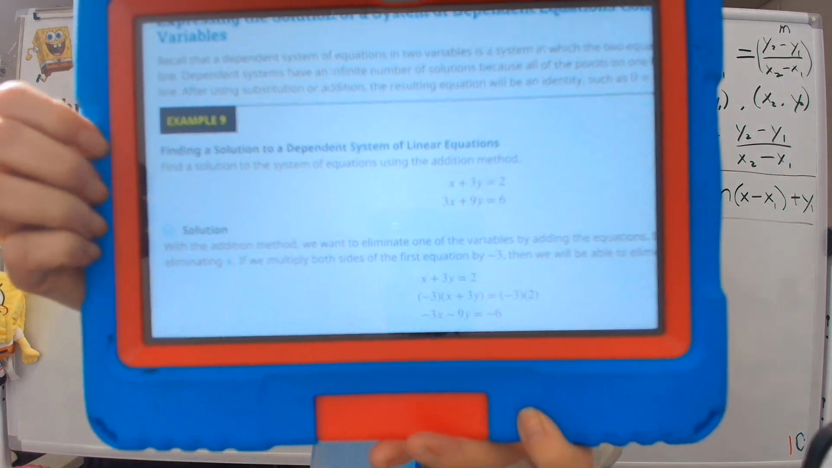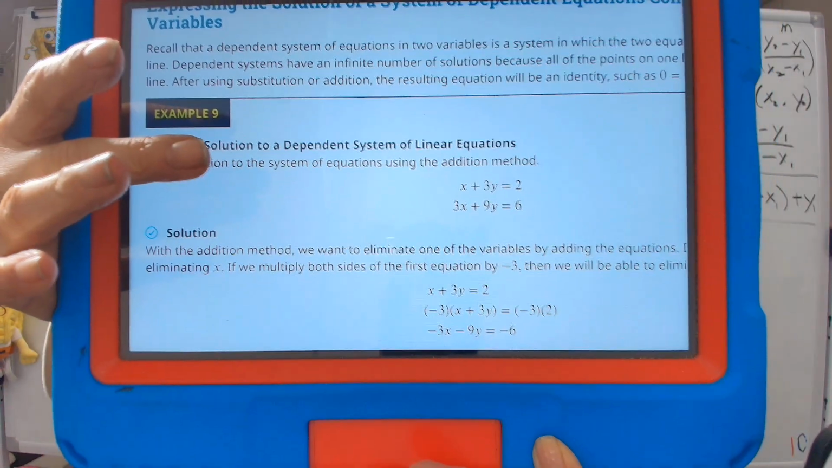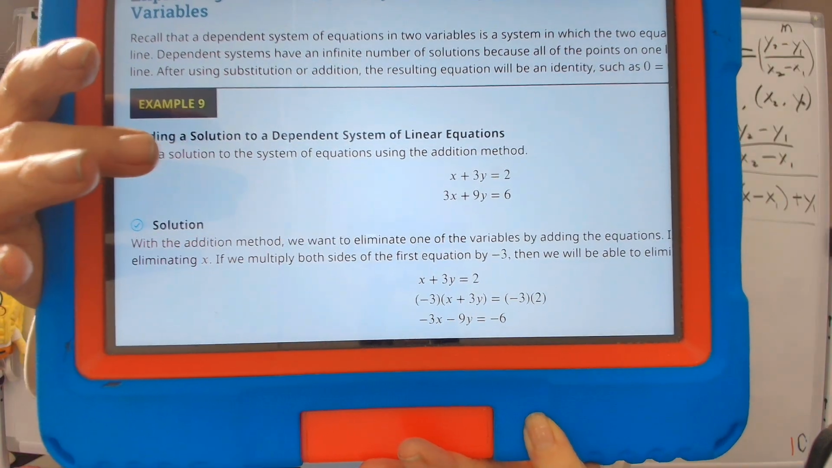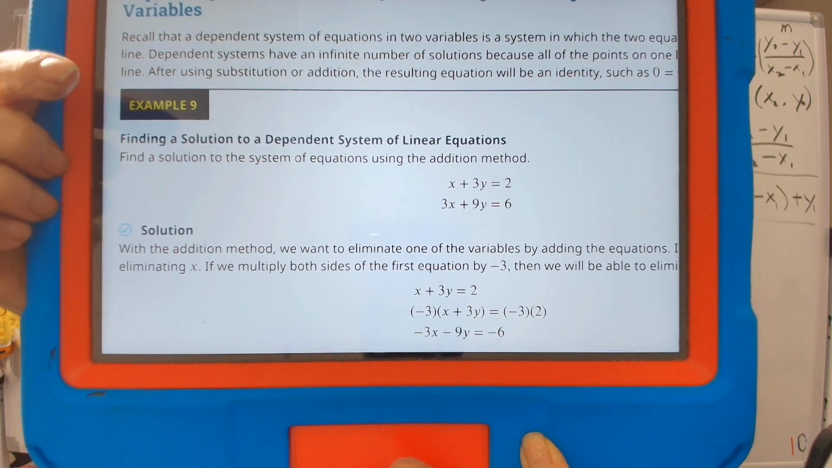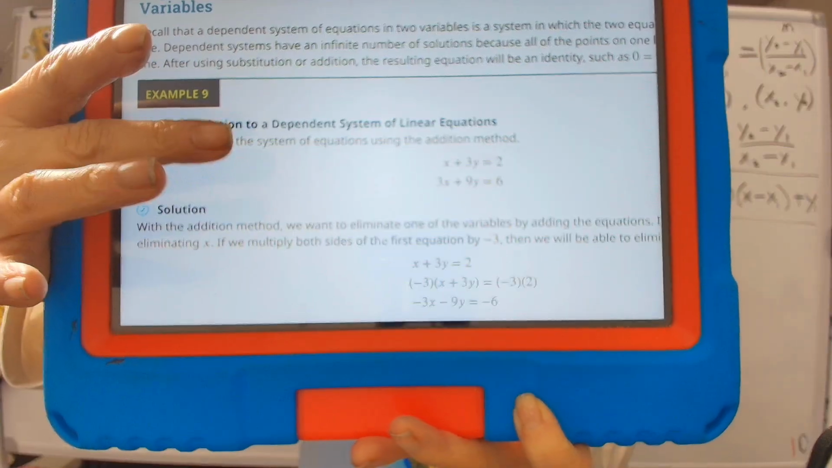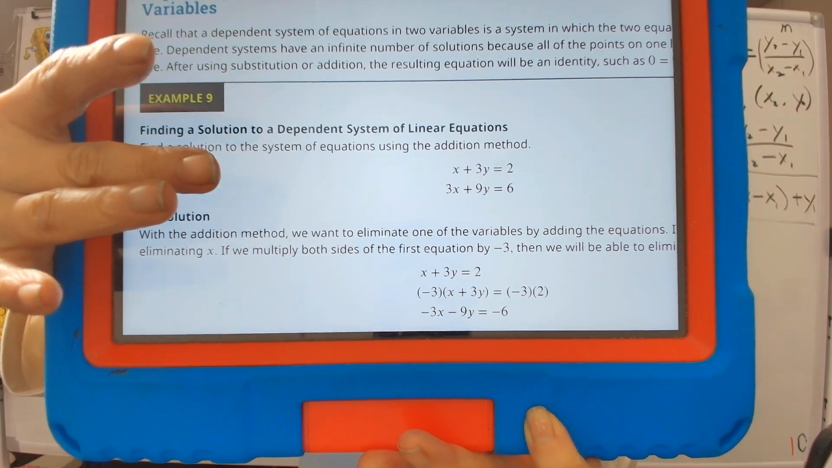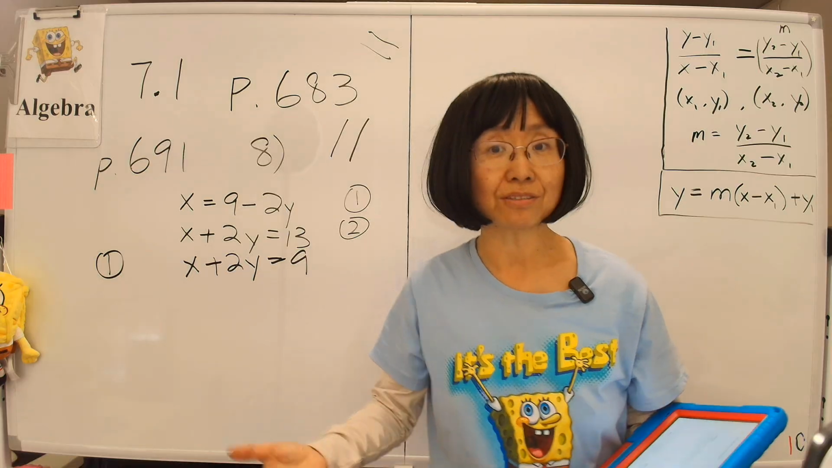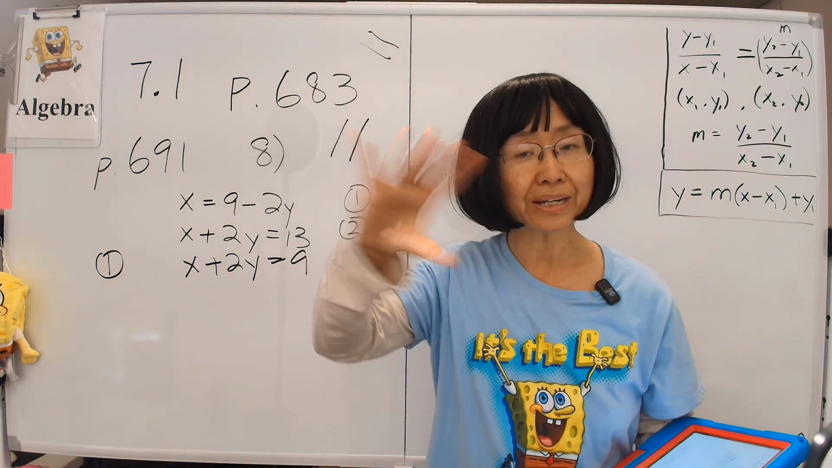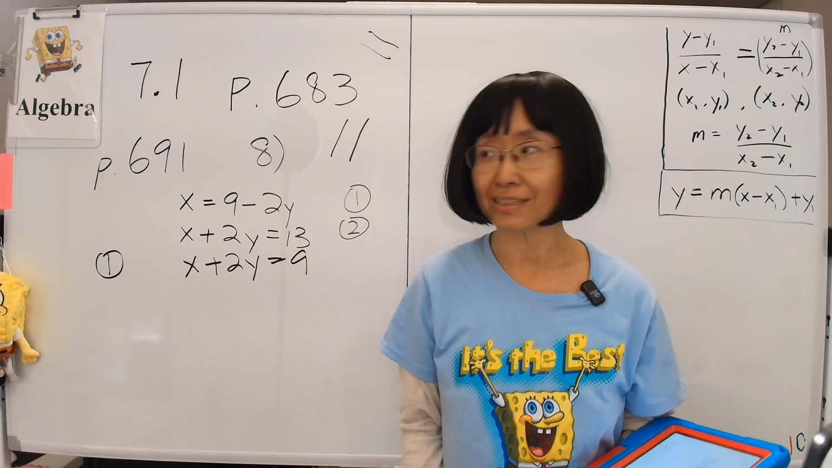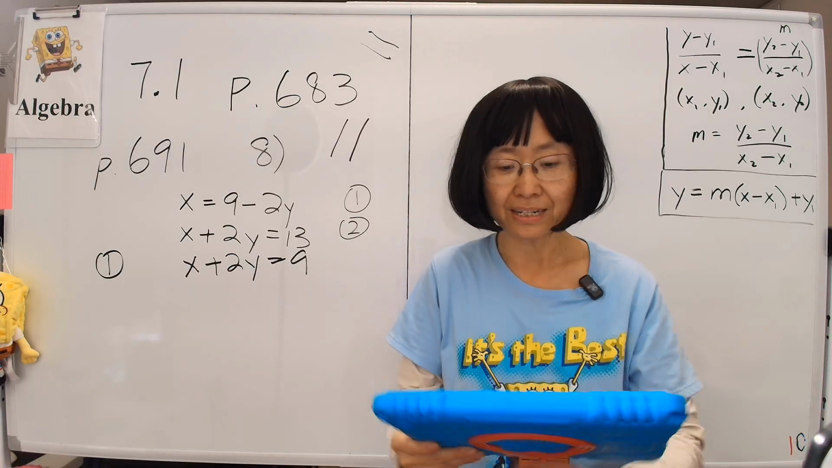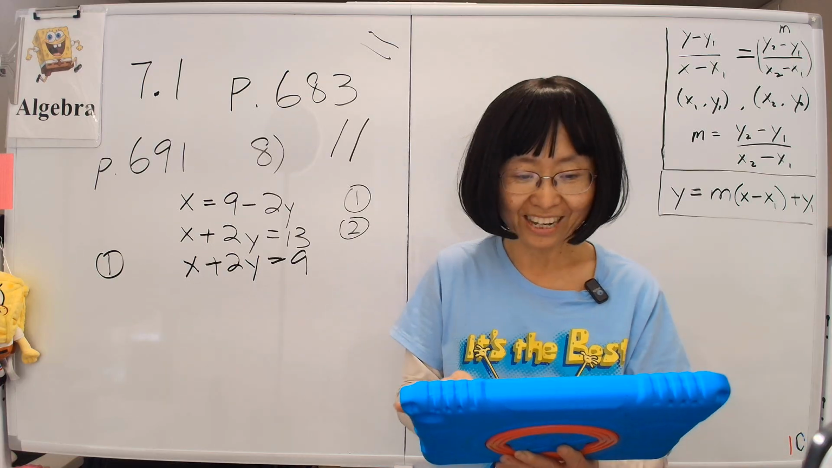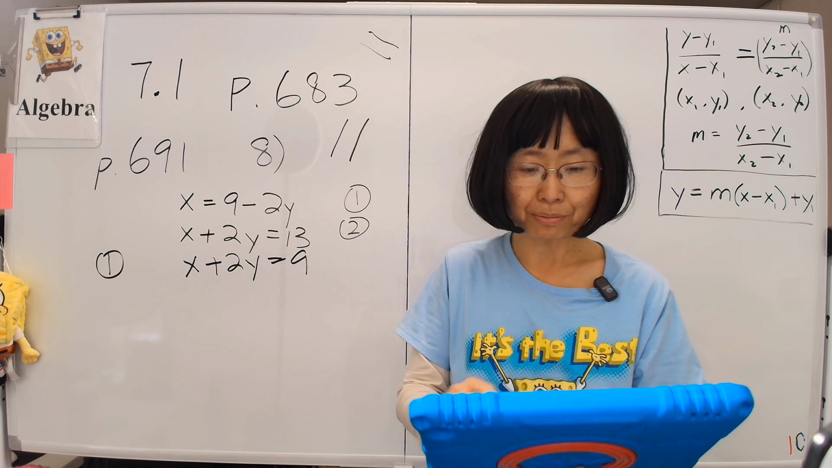Now, example 9 says we have two lines. One is x plus 3y is 2, and the next one is 3x plus 9y equal to 6. If you look at the two equations carefully, you quickly notice that the two equations are the same equation. You just multiply the first equation by 3, and it becomes the second equation. If they're the same equation, then there's nothing to solve, because every single point on the line is shared by both lines, because both lines are actually on top of each other. So that's the case where there is a dependent system, you get nowhere. So that's example 9.